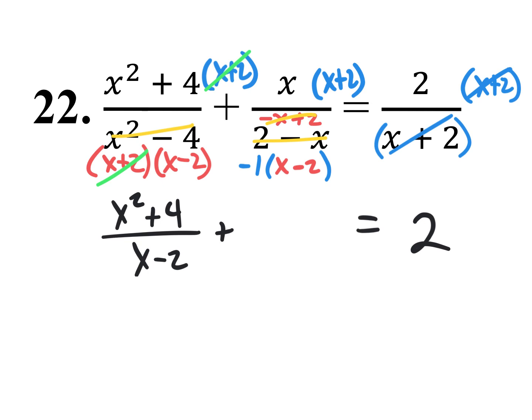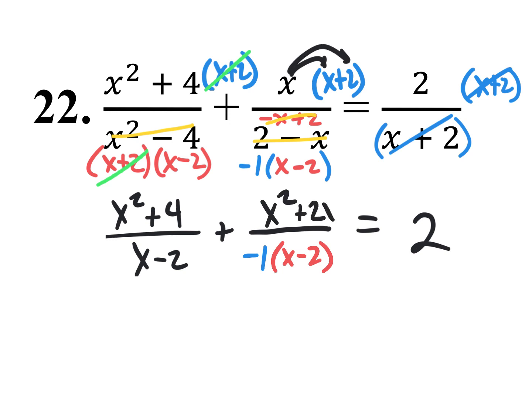And then the second fraction, we have still a fraction. That negative 1, I could leave it down. Yeah, I'll leave it down there for now. Negative 1, parenthesis x minus 2. But up on top, I have x times x, that's x squared, and x times 2, that's 2x. It's probably one of the most challenging questions on this homework.